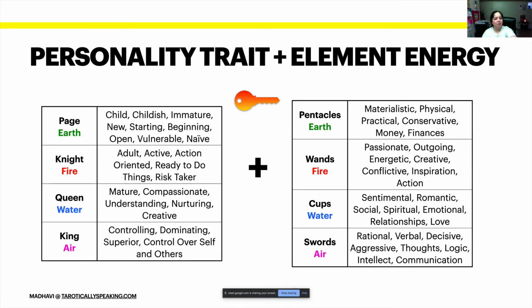So we have a child. For page, it says child, childish, immature, new, starting, beginning, open, vulnerable, naive. And for cups, water, we have sentimental, romantic, social, spiritual, emotional, relationships, and love. Those are the areas that water controls or dominates. So the Page of Cups will be a child who is very sentimental, or it can be a childish romance.